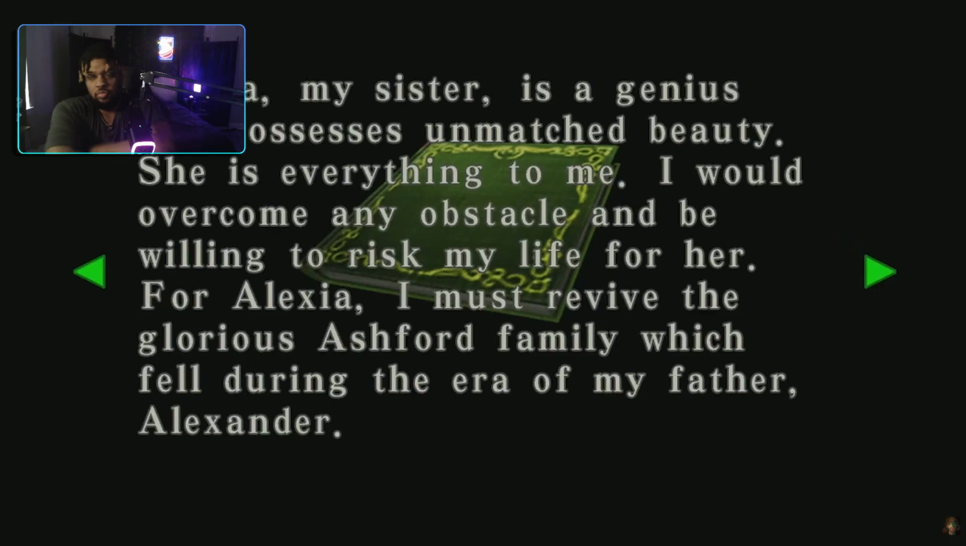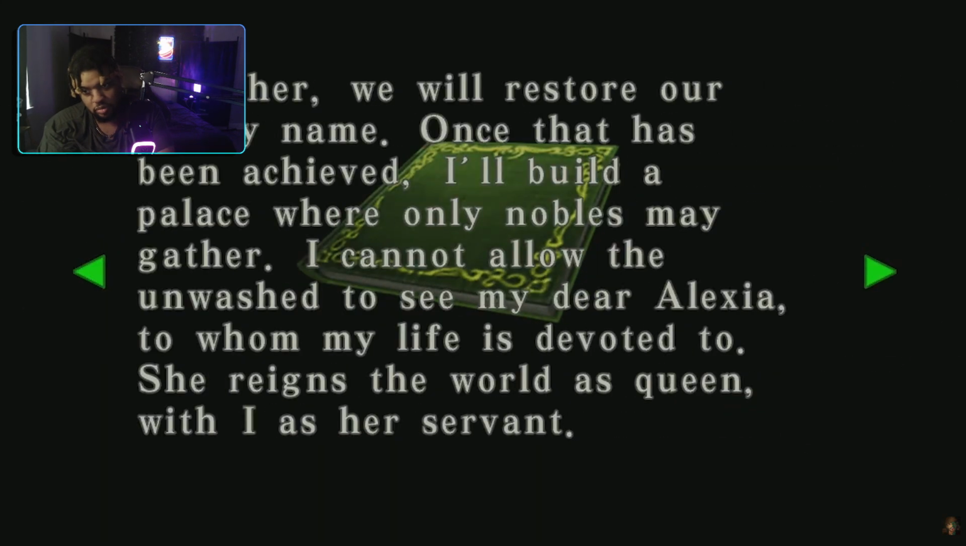In it, he says that his sister has unmatched beauty, and that he would overcome any obstacle and be willing to risk his life. You weirdo! It drives him towards his goal of reviving the name and reputation of the family, which fell under his father's leadership. He says that he'll build a palace where only nobles are able to gather, and he cannot allow any person who is unwashed to see his Alexia. He will be her servant, and she shall be his queen.